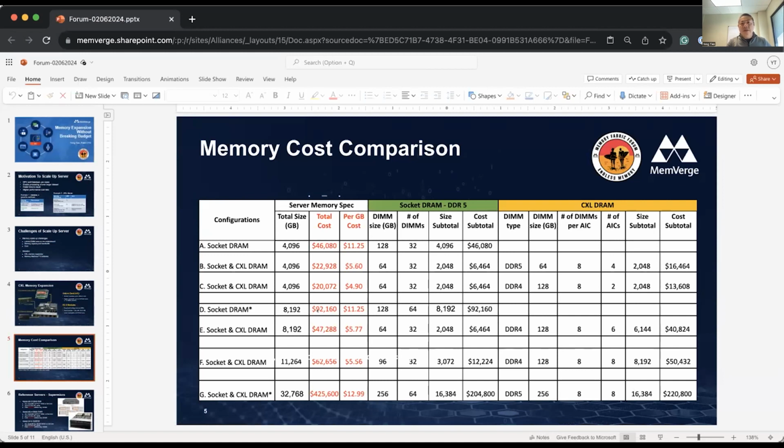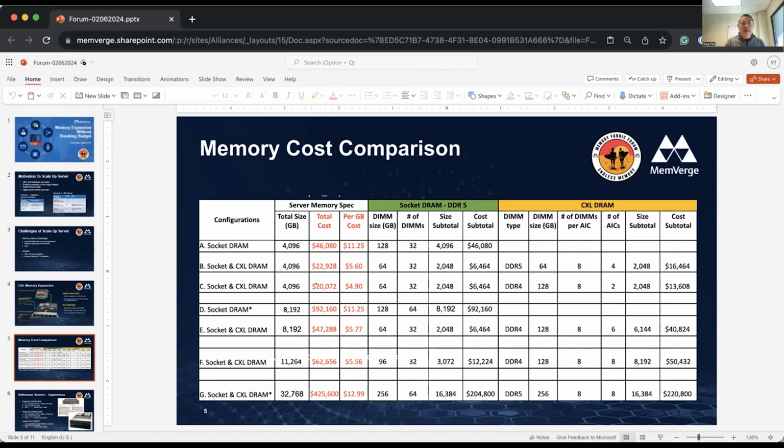With CXL expansion, what we can do is shift back to a dual socket server using more of these AIC cards. Again, we can probably reduce the total cost down to about half of this cost. Likewise, you can play around with all these numbers to build different configurations, to build an 11 terabyte system at a pretty reasonable memory cost here. Or if you wanted to go further, you can build a 32 terabyte system, but probably at significantly more cost.